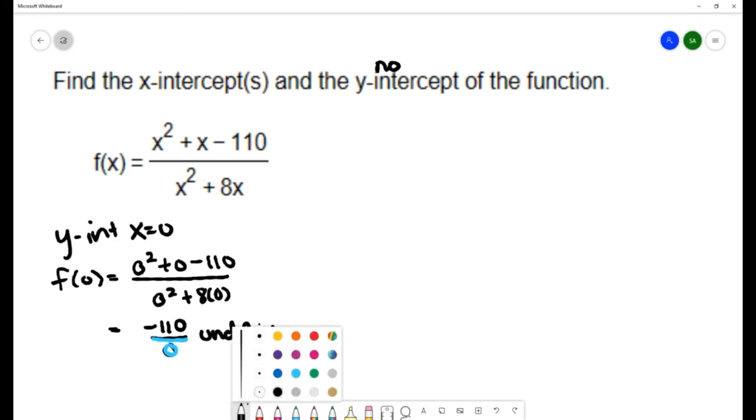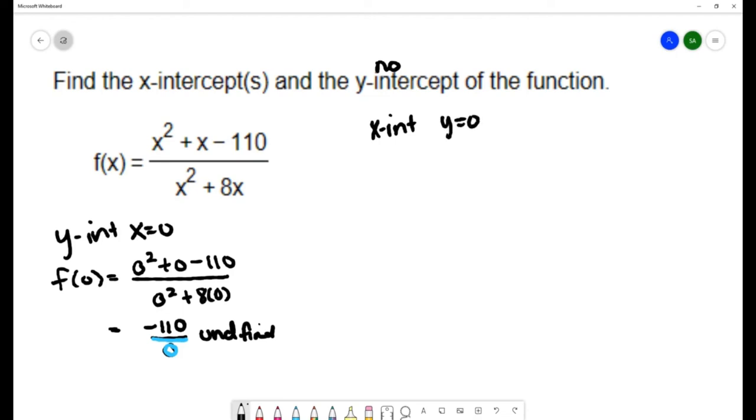So then I want to find the x-intercept. To find the x-intercept, you're going to let y equal 0. In our equation, we don't have a y, but we know that f of x is the same thing as y. So if I substitute a 0 in for f of x, that'll give me this equation. 0 equals x squared plus x minus 110 over... excuse me, I'm not plugging in the 0 there. So it should be x squared plus 8x.